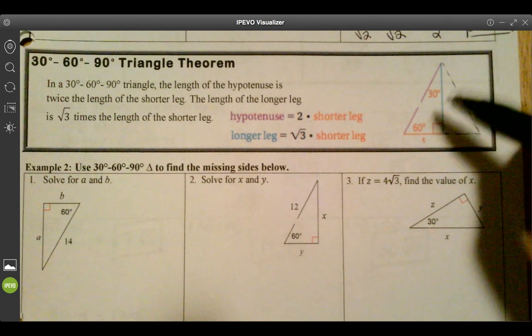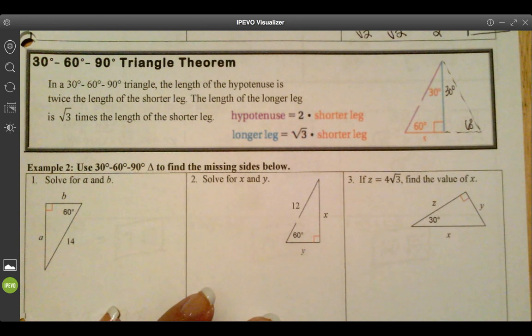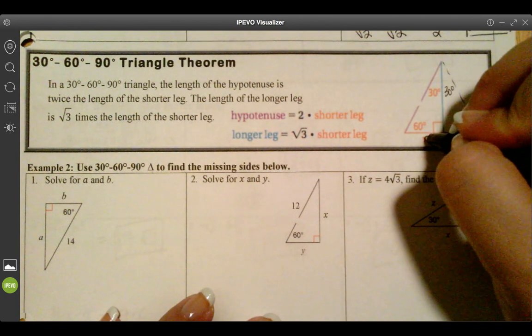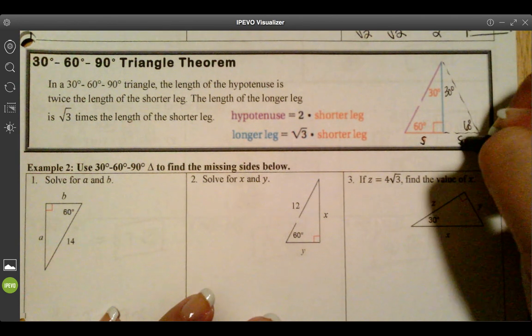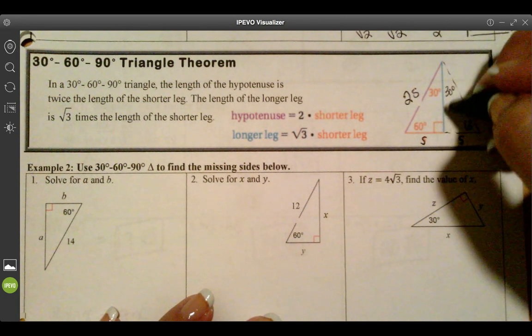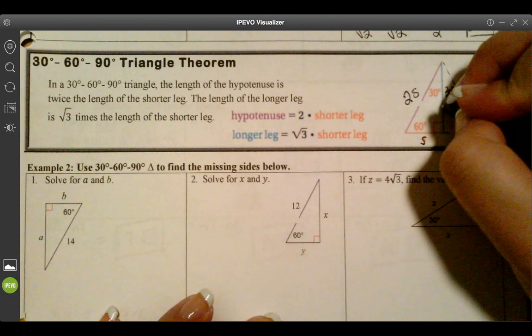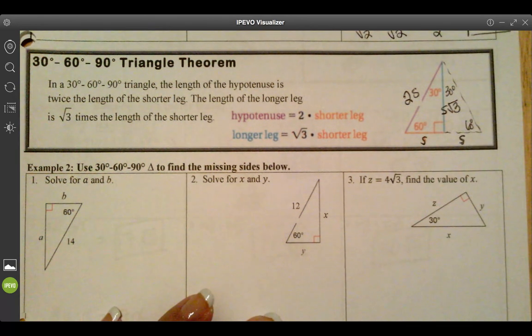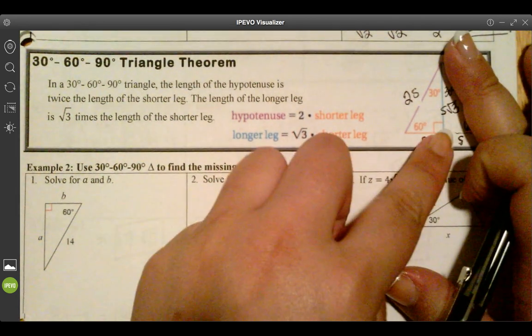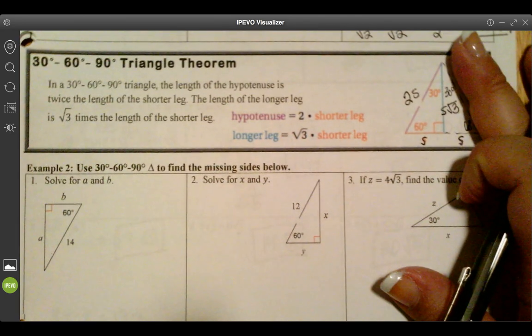So if I take my 30, 60, 90 triangle and I draw in the other half, notice now this is an equilateral triangle. And so if this side length is s, then this is s, then the whole side for our equilateral triangle is 2s. And by the Pythagorean theorem, we can find that this height of the equilateral triangle is s times the square root of 3. And so if we're looking at it as a 30, 60, 90 triangle by itself, the hypotenuse is 2s, and the longer leg is s times the square root of 3.